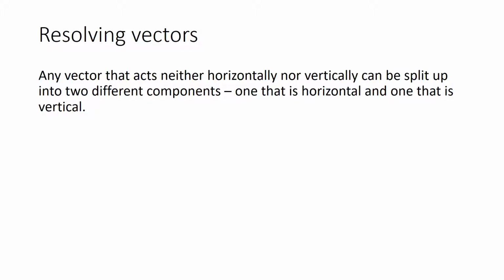So resolving a vector is the opposite of finding the resultant. When you find the resultant, you take two perpendicular vectors and you find out the combined effect of them. But resolving a vector is taking a single force or vector and splitting it into its two horizontal and vertical perpendicular components. So I've written in here that any vector that acts neither horizontally nor vertically can be split into two different components, one that's horizontal and one that's vertical.